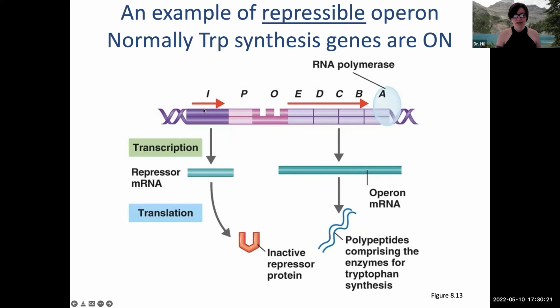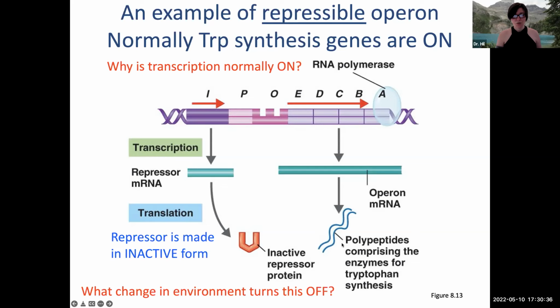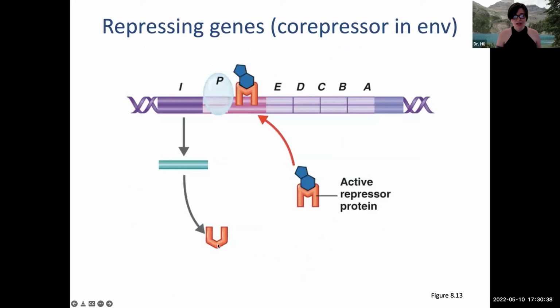Okay, so again, the tryptophan operon is one that we want transcribed by default. We want tryptophan, the environmental cue, to turn it off. So we have to have a repressor that's born lazy to allow that to happen. And then when tryptophan is high in the environment, we need it to come and talk sense into that repressor and get transcription to halt.